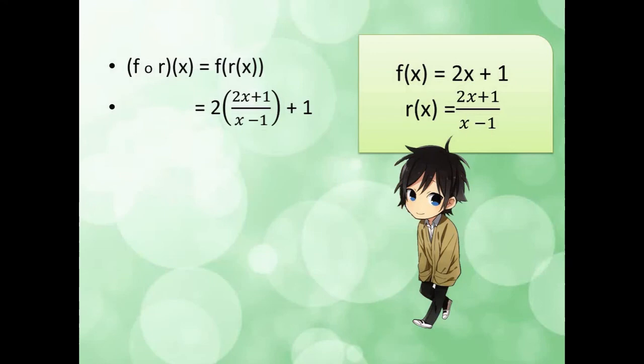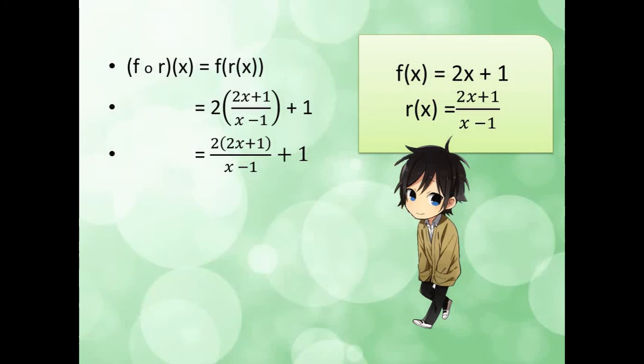Next is f circle r of x. That is equal to f of r of x. We know that f of x is equal to 2x plus 1 and r of x is equal to 2x plus 1 over x minus 1. So that would be 2 times the quantity 2x plus 1 over x minus 1, plus 1.